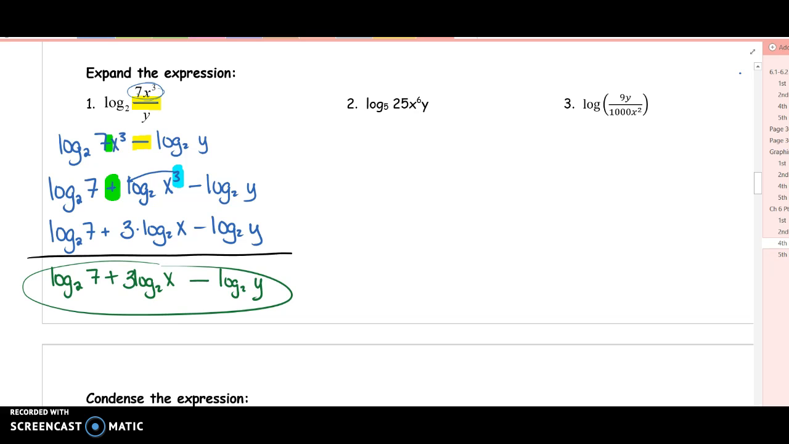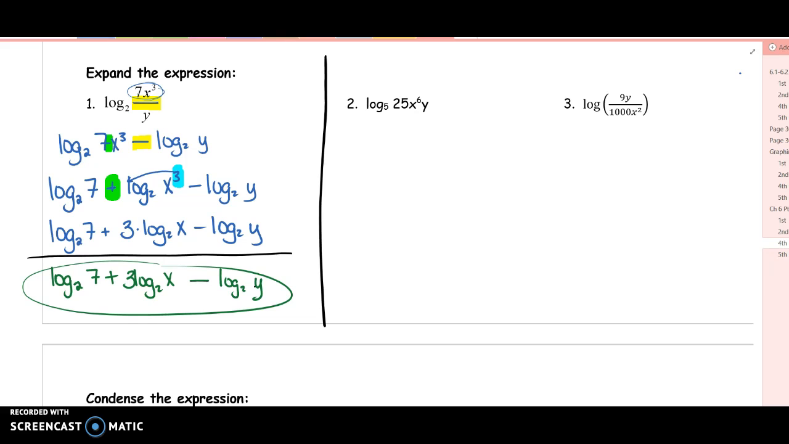Would you like to try number 2 on your own? Okay, try number 2 on your own. Okay, my class has requested that I do the short way first and then expand with the long way. So the short way, I'll use green for the short way so I'm consistent throughout.